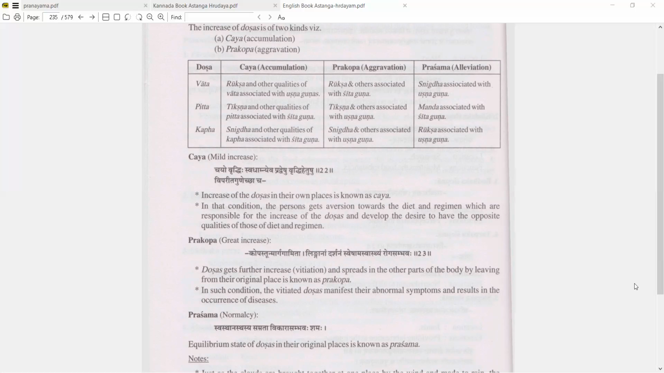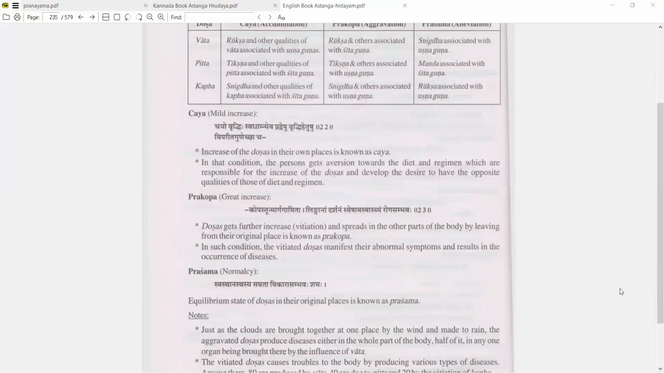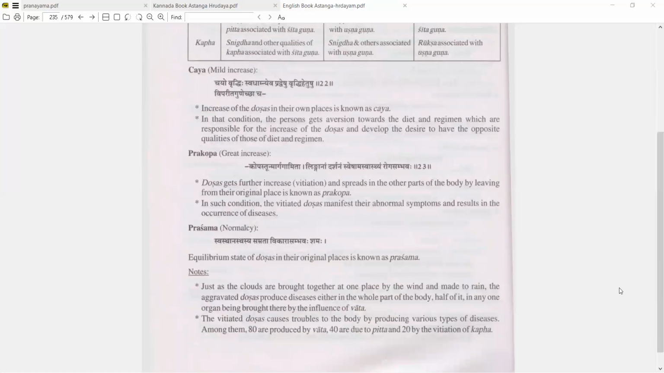Prakopa, great increase. When doshas get further increased, vitiated, and spread to other parts of the body by leaving their original place, it is known as prakopa. In such a condition, the vitiated doshas manifest their abnormal symptoms and result in the occurrence of diseases. Prasama, normalcy: the equilibrium state of doshas in their original places is known as prasama.